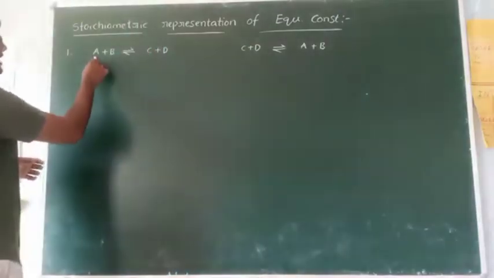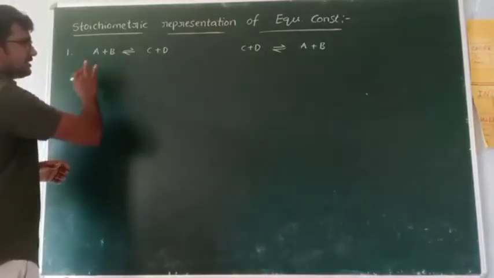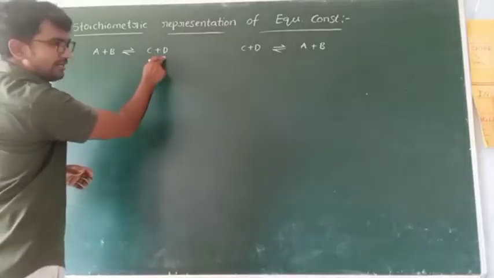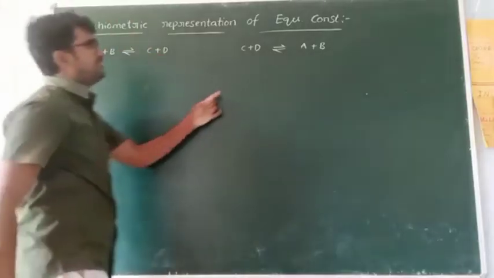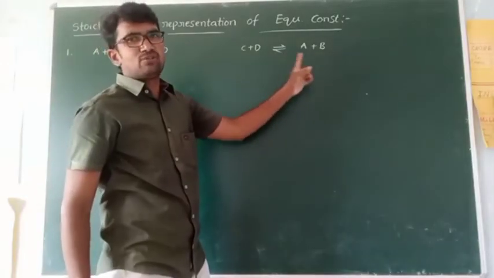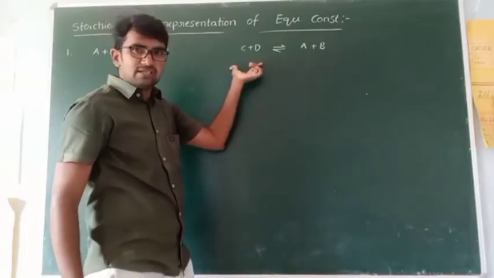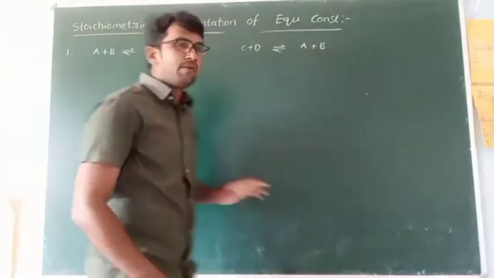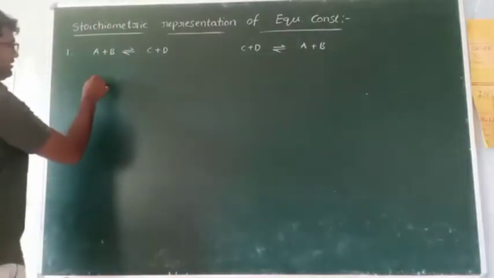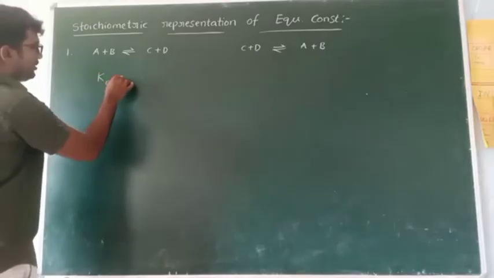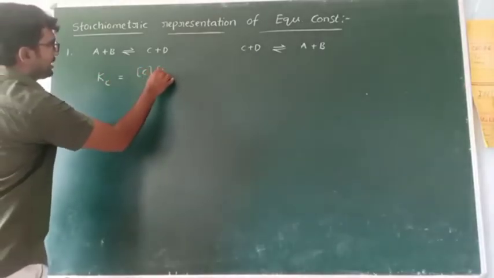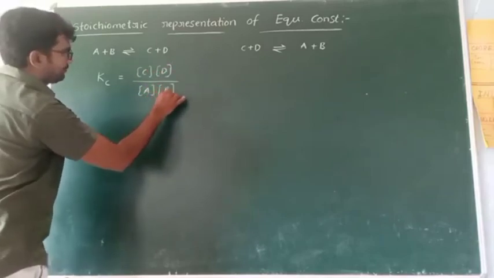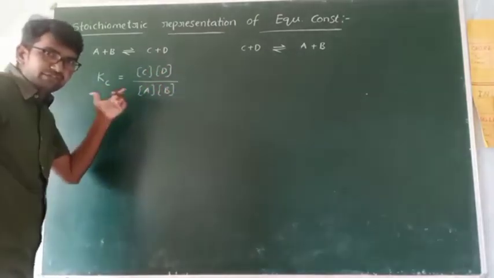Once see this reaction, A plus B gives rise to C plus D. In this reaction, we must consider A plus B as reactants and C plus D as products. Now, a reverse reaction. This is the reverse reaction: C plus D gives rise to A plus B. So C and D are considered as reactants, A and B considered as products. Now, write the equilibrium constant for this reaction. So, the equilibrium constant Kc equals concentration of C into concentration of D by concentration of A into concentration of B. Okay, this is the equilibrium constant for this reaction.